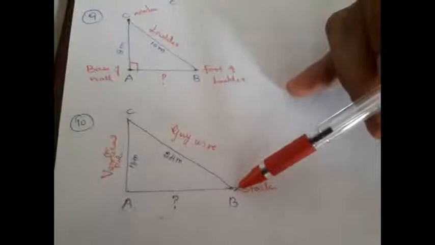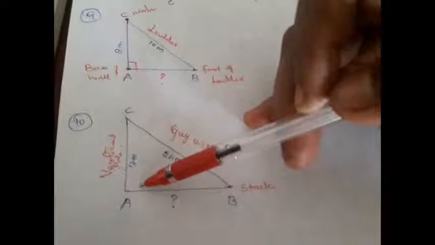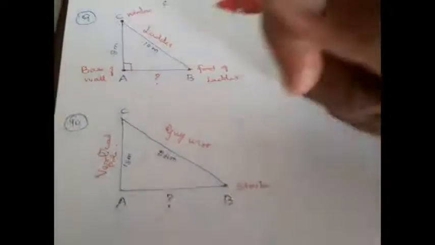Some stack is given here. They asked you to find how far from the base of the pole the stack should be driven so that the wire will be taut, that is, straight without any slack. So how far it should be stretched, the distance from here to here, they asked, right? Again it is clearly Pythagoras theorem. Apply Pythagoras theorem and get your answer. So I am leaving 9 and 10 to you.